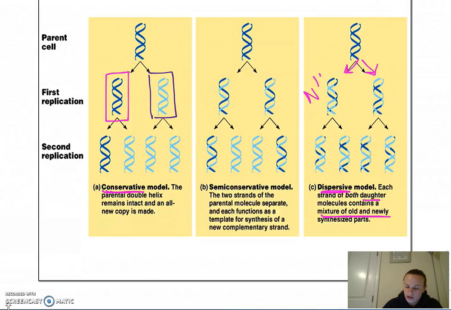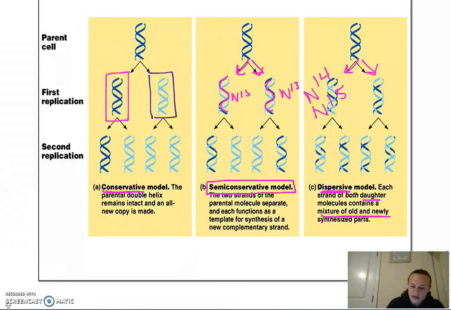So it would contain a mixture of N14 and N15. The model proposed by Watson and Crick was the semi-conservative model. Watson and Crick said that the DNA unzips, the hydrogen bonds break, and the parent strand, the strand that was tagged with the N15, would serve as a template for the daughter strand. And in this case, the daughter strand was tagged with the light nitrogen, the N14.